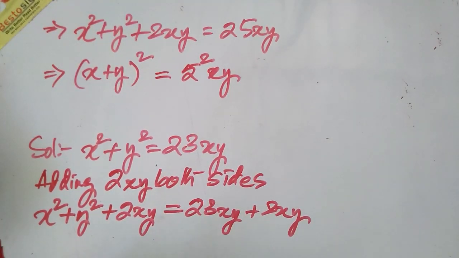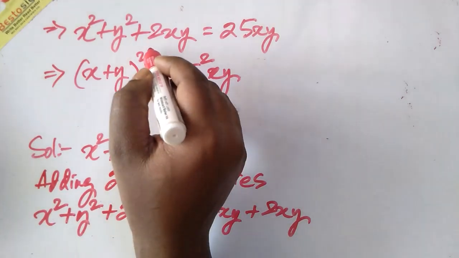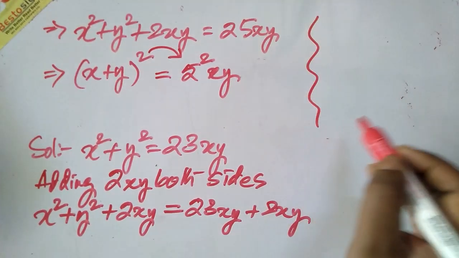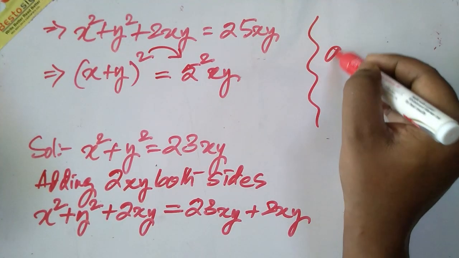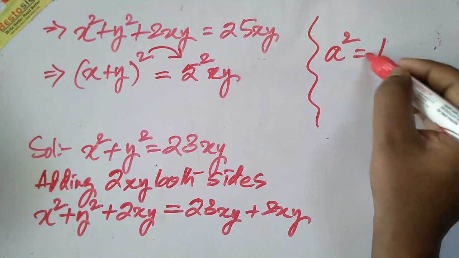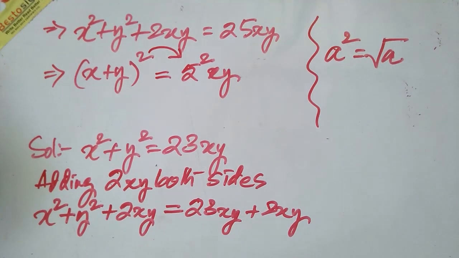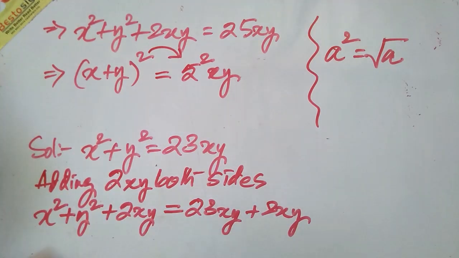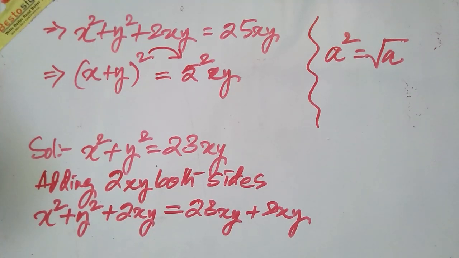It's quite simple. Now what we are going to do is let us move this square to the other side. I have told you that whenever we move a square to the other side, it becomes a square root. So that is what we will do now. I will just erase this lower part so that we can solve it here.